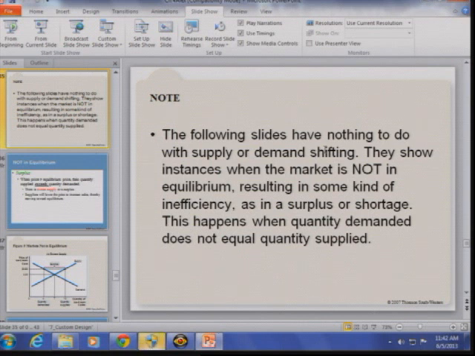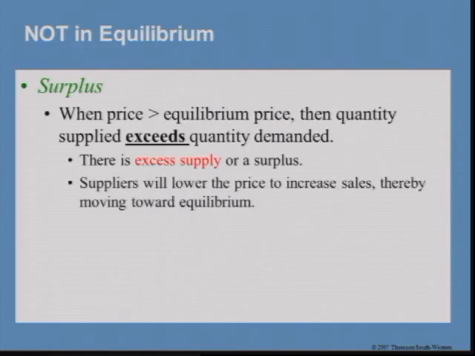We just looked at finding a new equilibrium. Now we're going to look at when it's not at equilibrium. All right. Surplus. That means we have too much stuff, right? You might have visited the Army surplus store here in town. It's when we've got extra stuff that we need to sell.